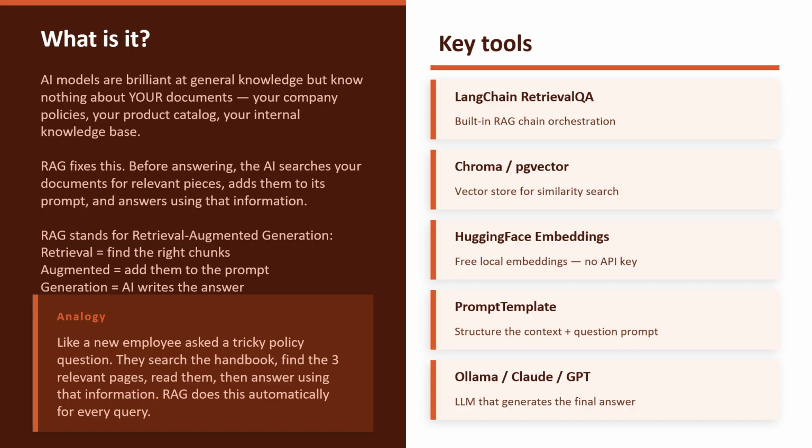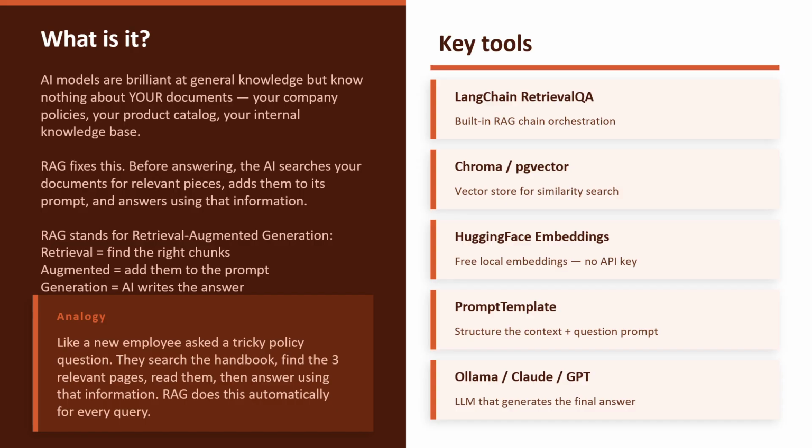Here is the core problem. AI models like Claude and GPT-4 are trained on enormous amounts of internet data. They know a great deal about the world in general, but they know absolutely nothing about your specific company, your internal policies, your product details, your support documentation, anything that was not in their training data. RAG solves this by giving the AI access to your documents at the moment it answers a question.